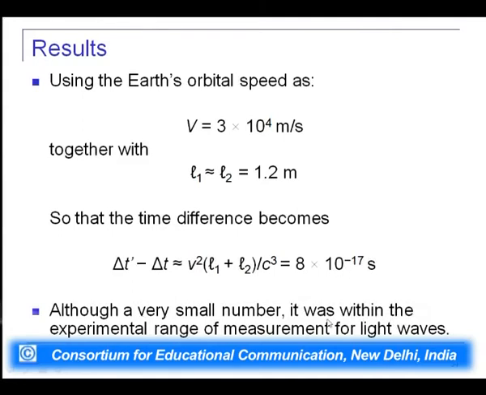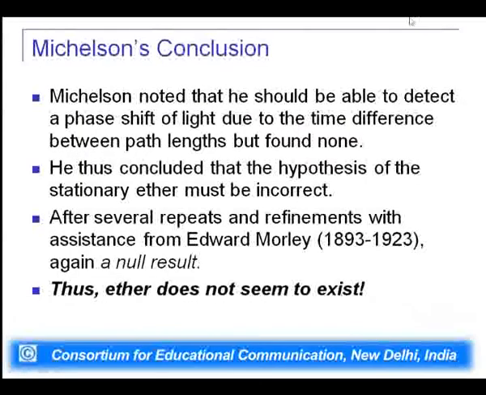Although it is a very small number, meaning the difference is very small, it was within the experimental range of measurement of the light waves. Maybe this may be the error, but it cannot be considered that the fringes shifted or that the apparatus is moving with the ether. Then what was the conclusion of the Michelson interferometer?